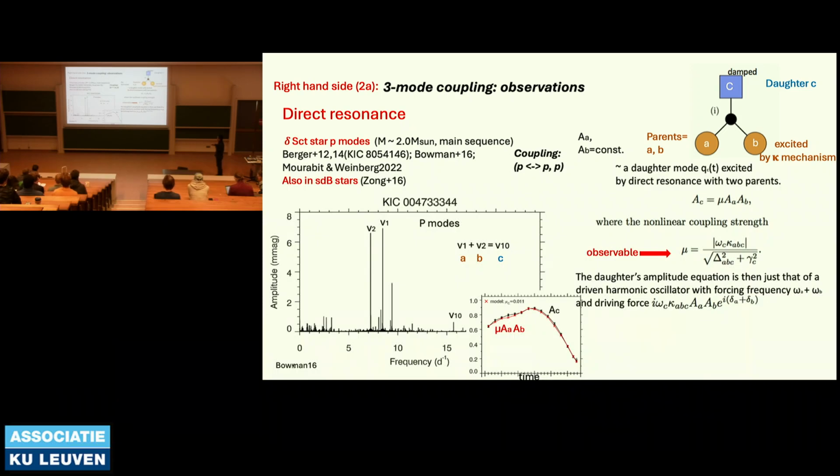If you plot the amplitudes of these two modes, A and B, and also the C, you can see they satisfy this very nice relation, where the scaling depends on your coupling coefficient, also the resonance, or your detuning in the resonance. So we also have some evidence of three-mode coupling in sdB stars, or subdwarf B stars, as well.